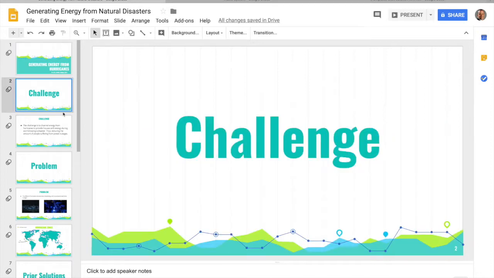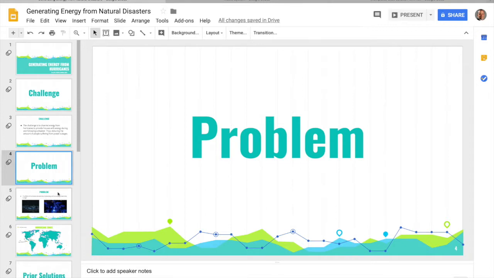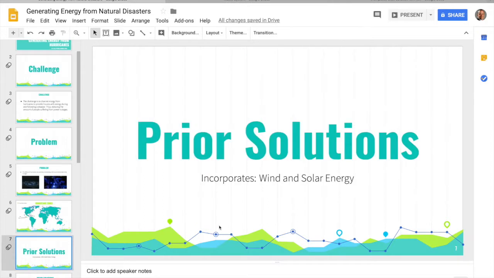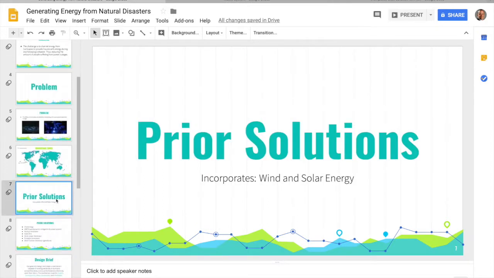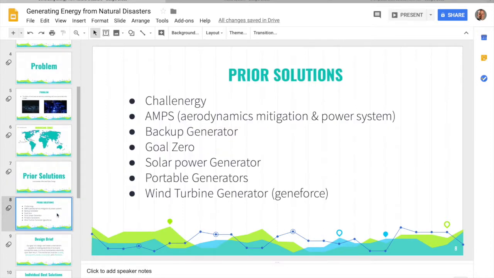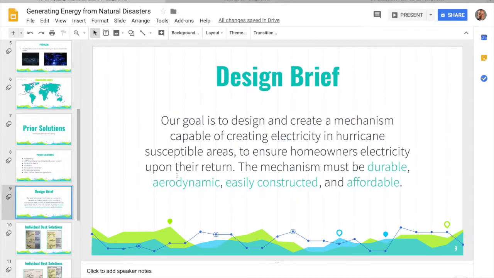The challenge, and identifying the challenge: what are they trying to do? The challenge is to channel energy from hurricanes to provide houses with energy during and following a disaster, and so on. The problem, and being able to identify where the problem occurs, locations where hurricanes take place, followed by prior solutions. What are prior solutions that attempt to address some of the challenges that the team has identified? Followed by a design brief. And here's a rudimentary but efficient design brief of what the team is about to design.